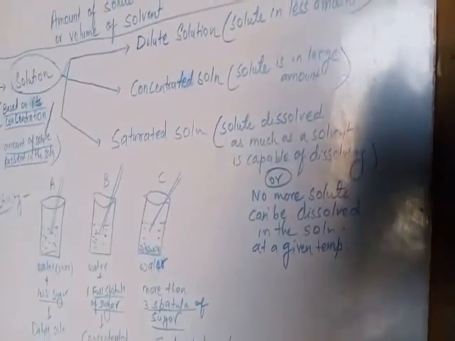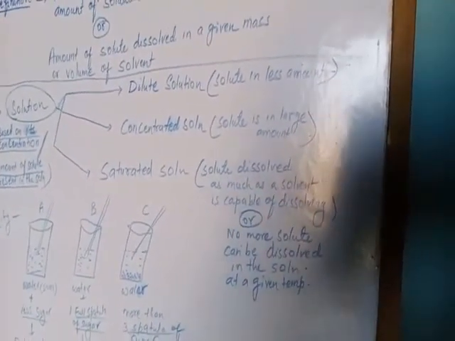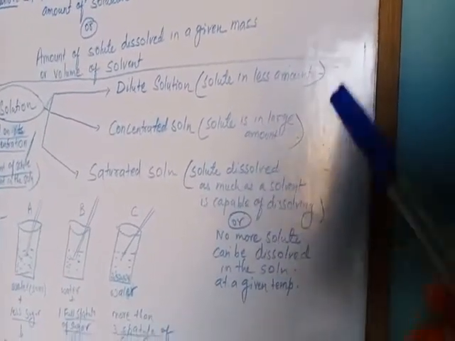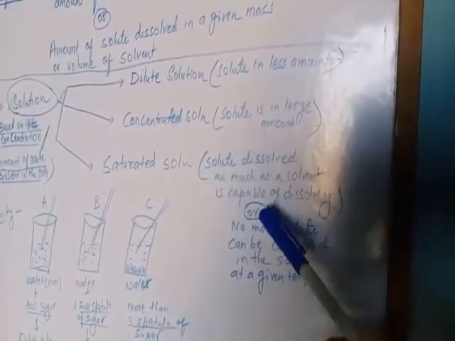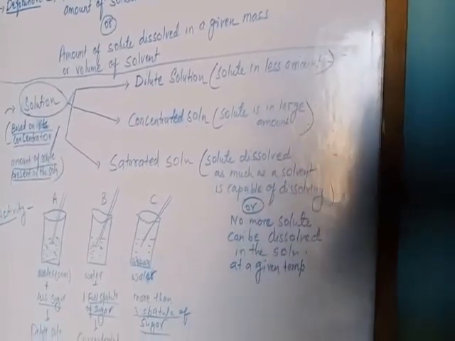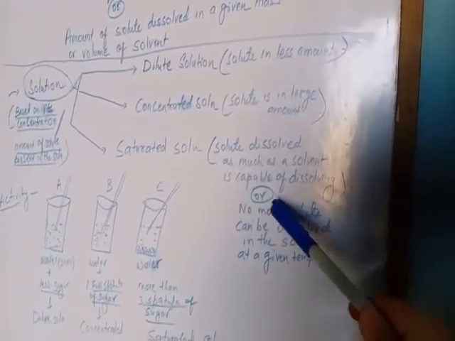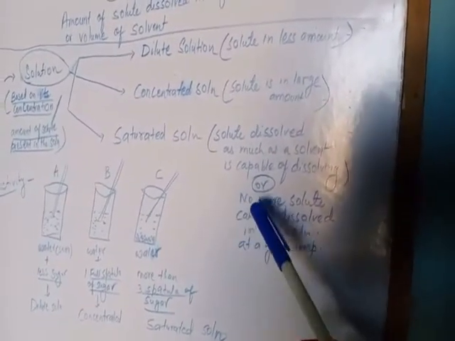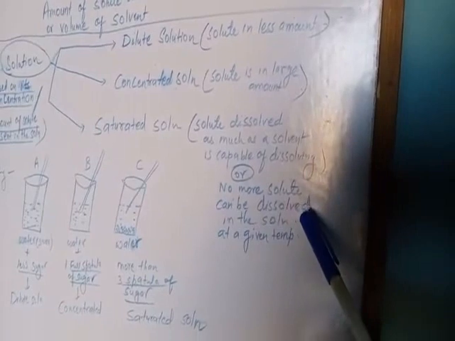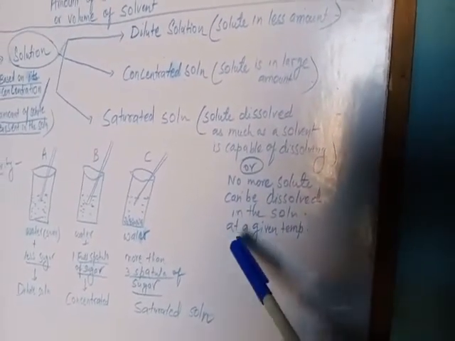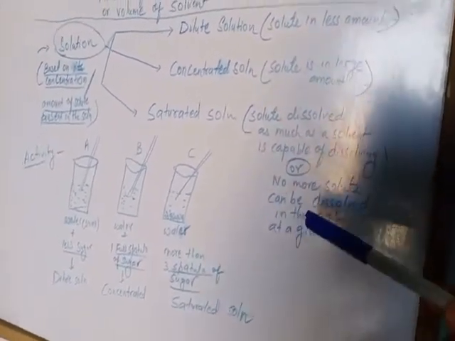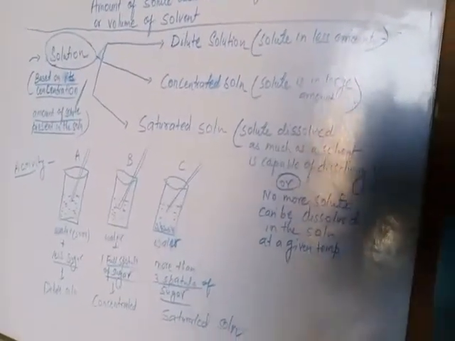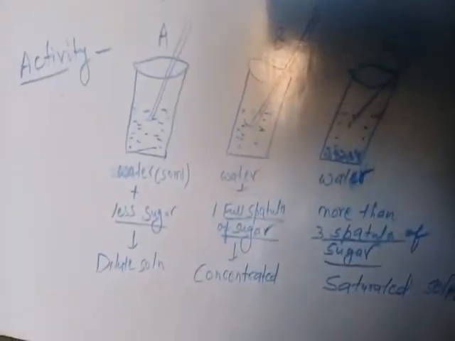Saturated solutions are those solutions in which we add solute in as much amount as a solvent is capable of dissolving. We can also define it another way. A saturated solution is a solution where no more solute can be dissolved in the solution at a given temperature. So we will understand all these definitions, all these terms, by taking one activity. We'll see one activity.